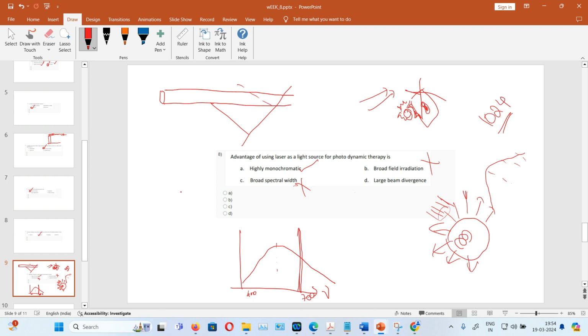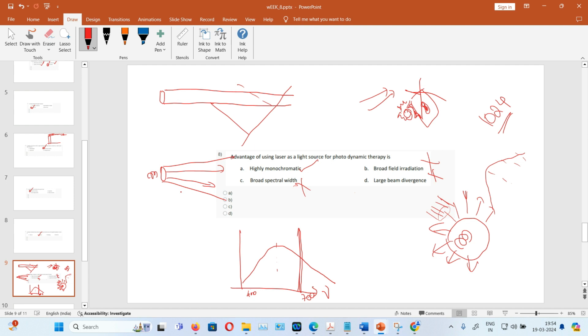So the divergence of the beam is less. In the other case, of an incandescent lamp, what happens? The light will diverge very fast. So a large beam divergence is a property of an incandescent lamp, not the laser. So the proper answer is here, only one answer. That is the advantage of using a laser as a light source in photodynamic therapy.